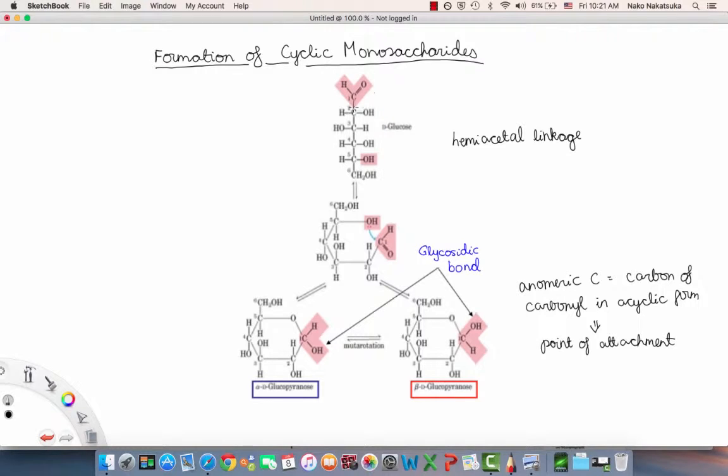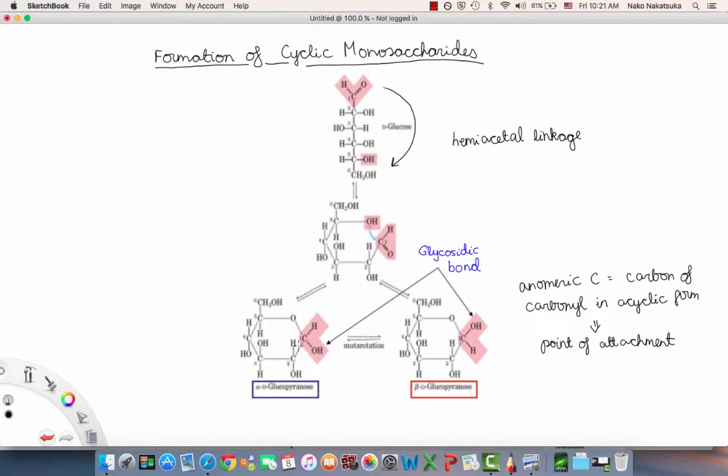We have this group, which is the aldehyde. We have this OH group on the carbon 5. Just imagine this folding over where this is still the carbon 1 and this is the OH group of the carbon 5 to form this 6-membered ring. And so now this OH group forms a bond with this carbon to create alpha D-glucopyranose and beta D-glucopyranose.